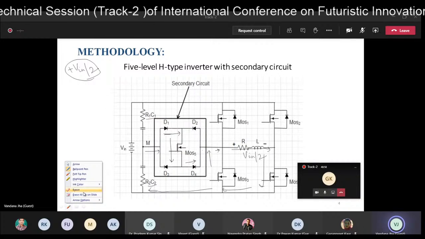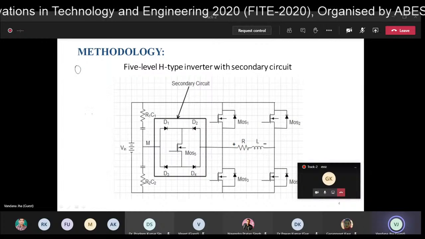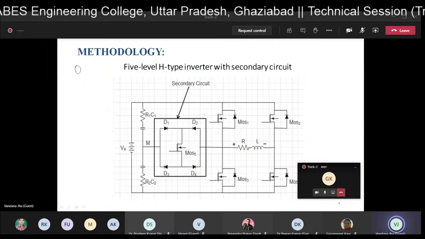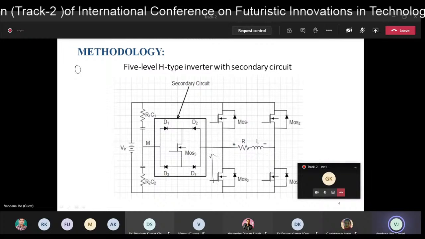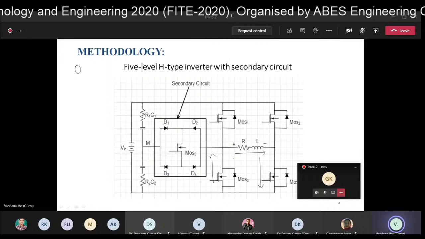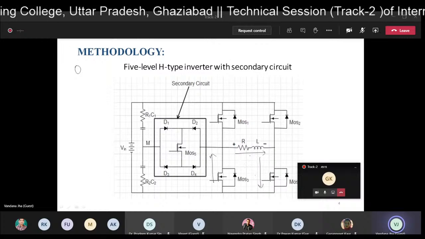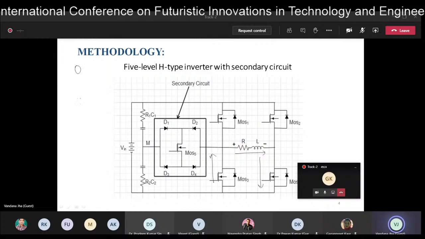Now the third mode of operation is 0. For the 0 level, the current flows as shown. MOSFET 3 and MOSFET 4 are both functional, and across the load we get the voltage as 0. So this is the third mode of operation.